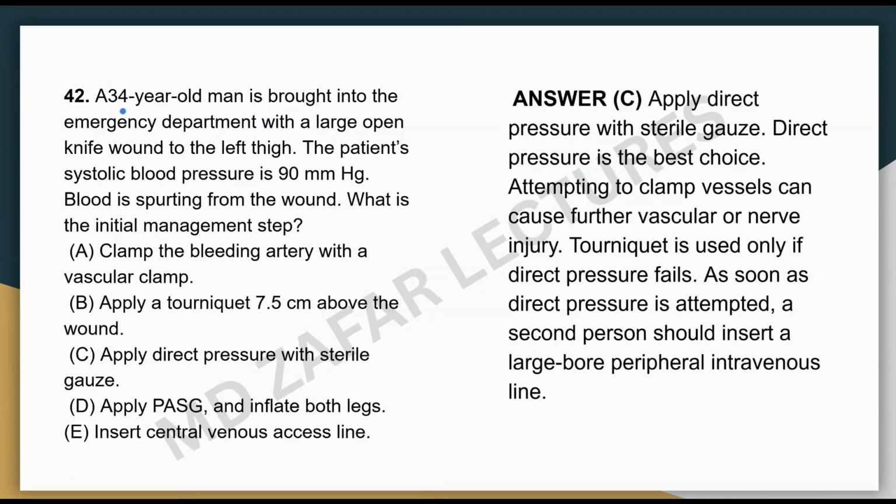So next up we have a 34-year-old man brought to the emergency with a large open knife wound to the left thigh. The patient's systolic blood pressure is 90 mm of mercury. Blood is spurting from the wound. What will be the initial management step? Again, in this scenario, we will try to follow the ATLS protocol to see which step is being followed. So would it be clamping the bleeding artery? Tourniquet 7.5 cm above the wound, apply direct pressure, apply PASG and inflate both the legs, and insert a central venous line.